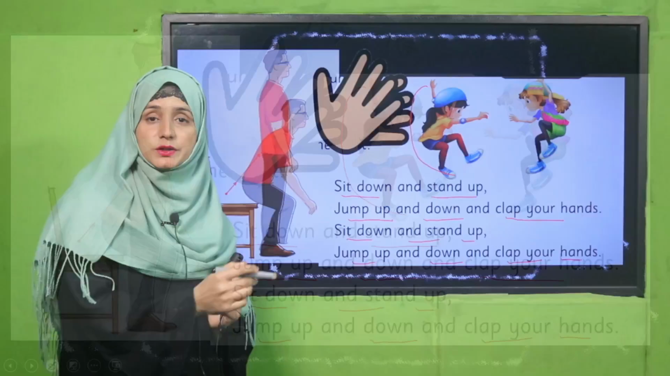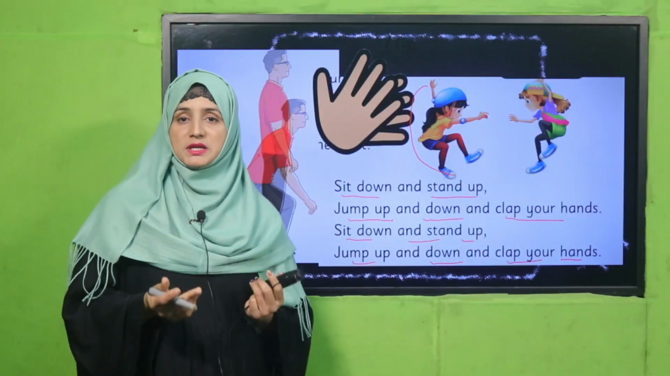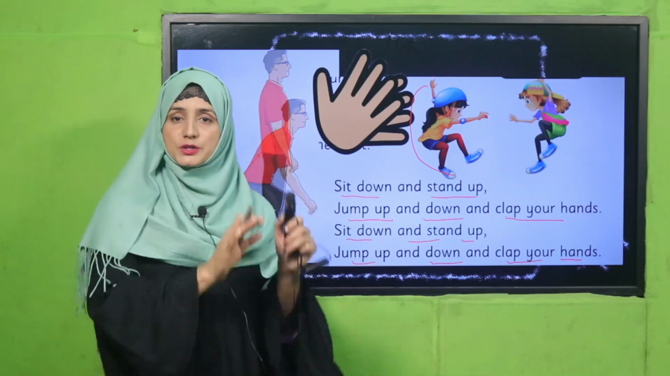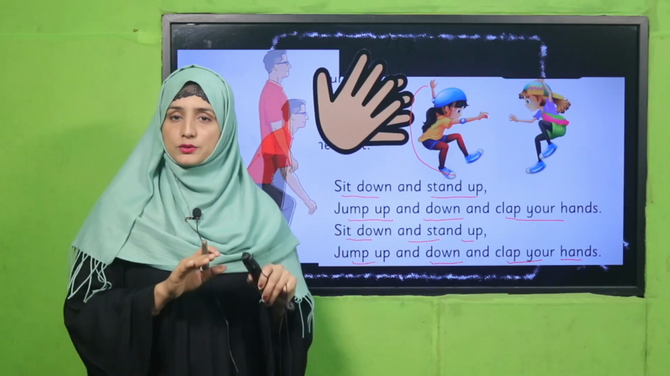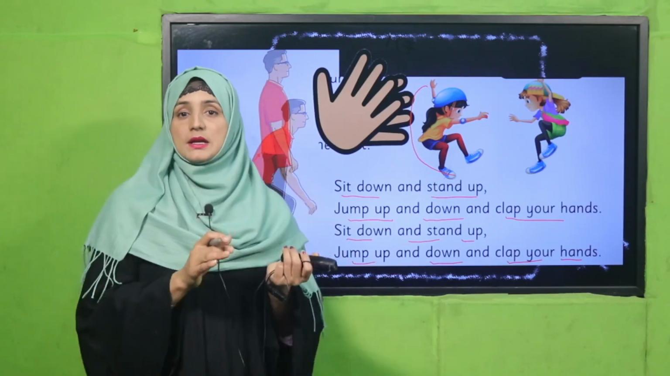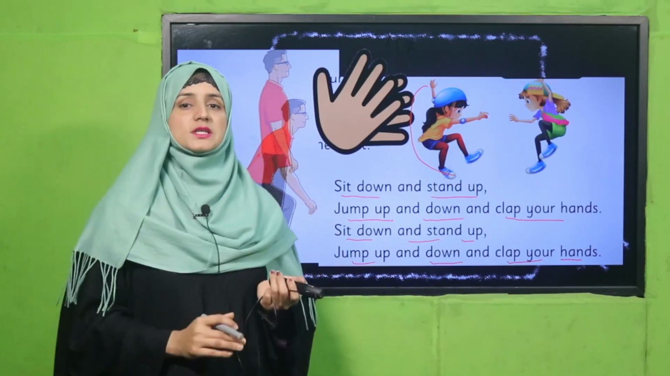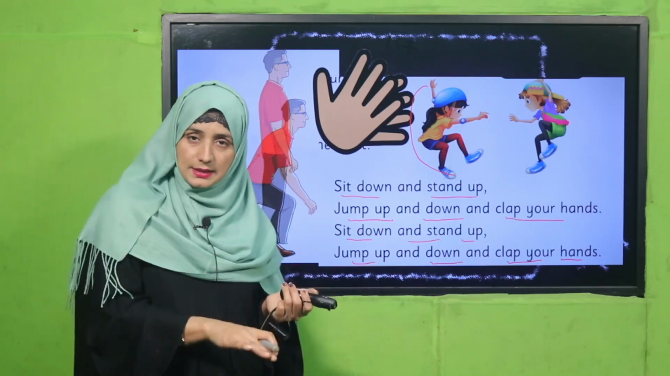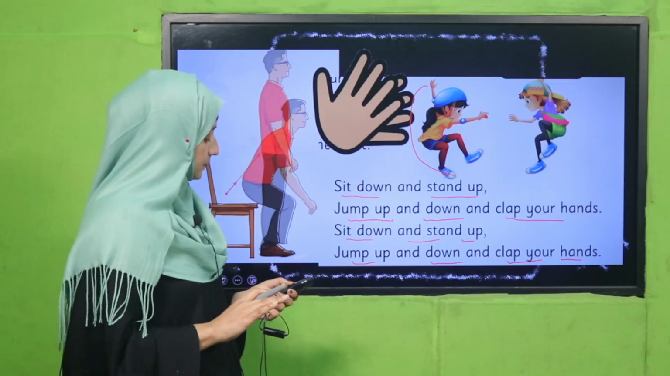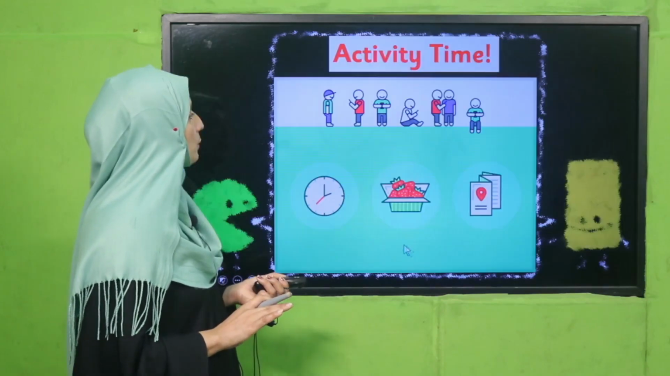So through these words, we are getting our directions. Means jump up, jump down. You have to jump up and jump down. You have to sit down and stand up. Means up and down. So this direction we are getting. Which directions? Yes, up and down. Is it clear now? Good job. I hope you have enjoyed.